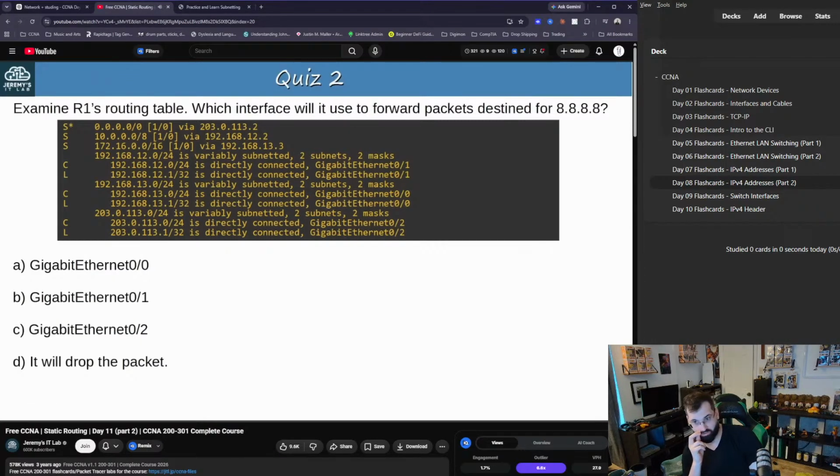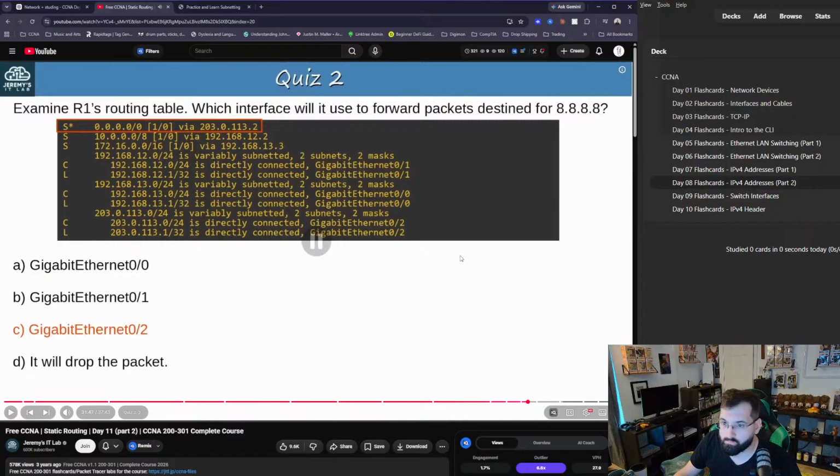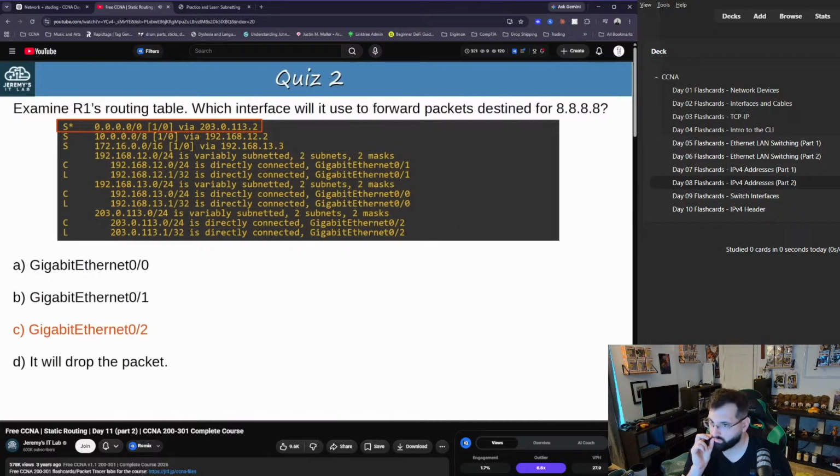I feel like... okay, the answer is C, GigabitEthernet0/2. The only route that matches destination 8.8.8.8... Oh, because it can be sent to anyone. 0.0.0.0 is the default route. This route doesn't specify an interface, but it does state a next hop of 203.0.113.2. So if you look at the route for 203.0.113.0/24, you'll find it's directly connected to G0/2. So R1 will send packets destined for 8.8.8.8 to next hop 203.0.113.2 using the G0/2 interface. Okay, let's go to question 3.